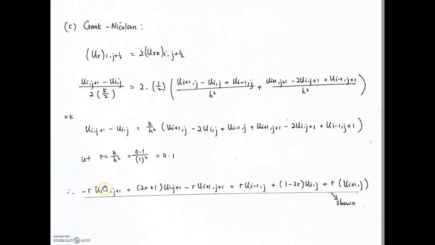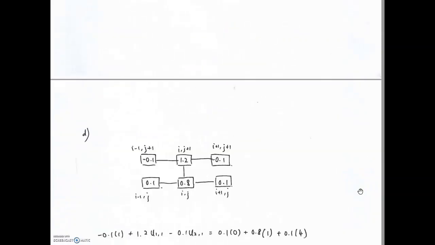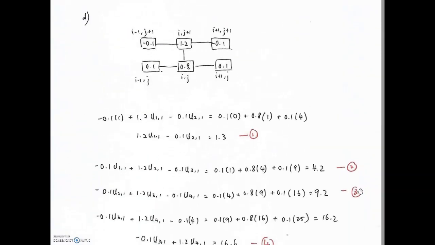Basically, these 3 terms are the unknowns, and the other 3 terms are known values. From the equation that we obtain, we can proceed to the solution in part D. In part D, we can simply draw this diagram to show the locations for the iterations. From the first iteration, we are able to form the first equation.